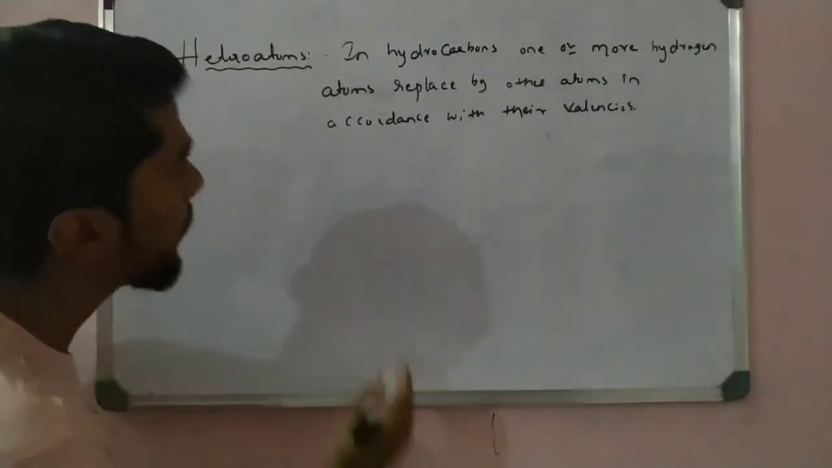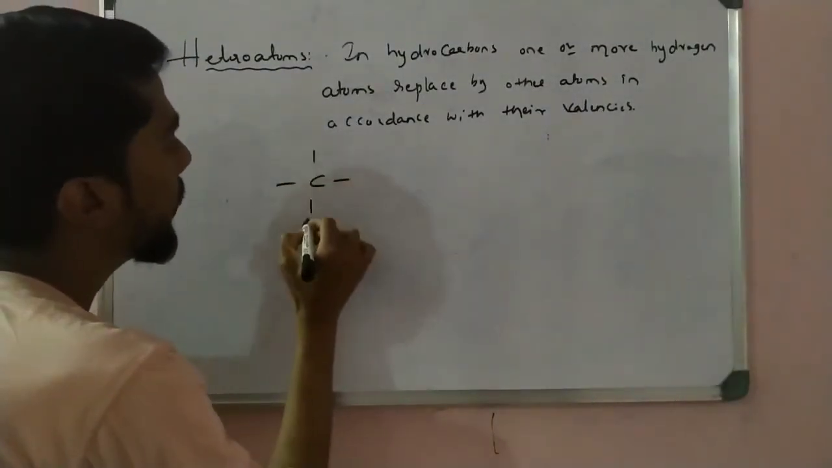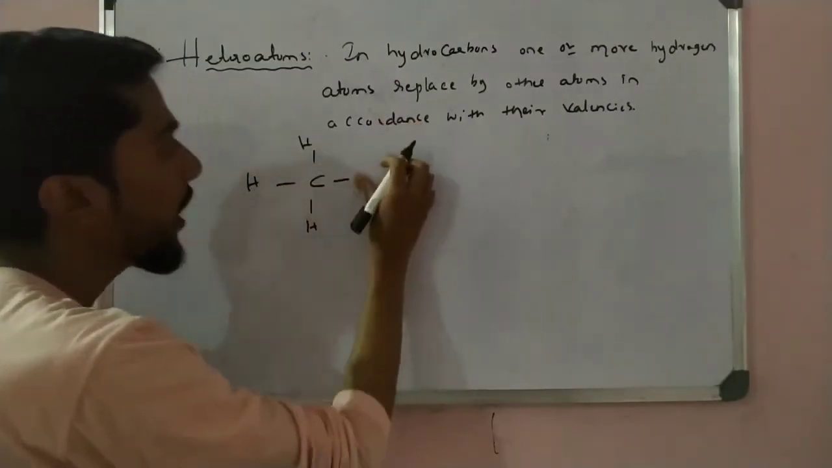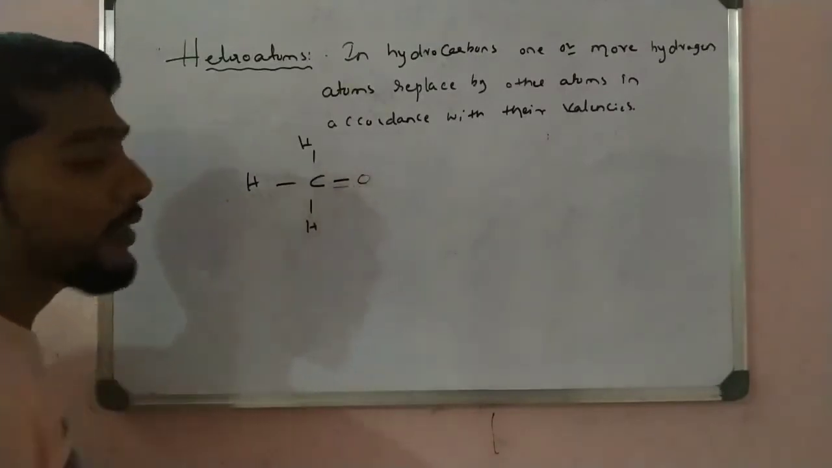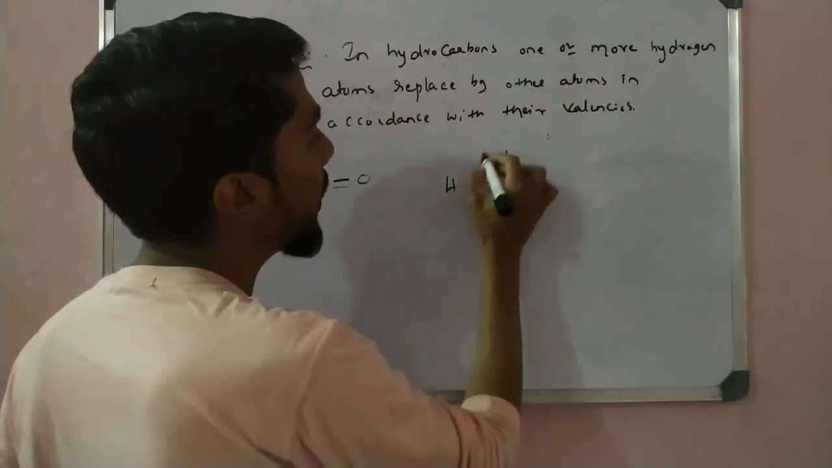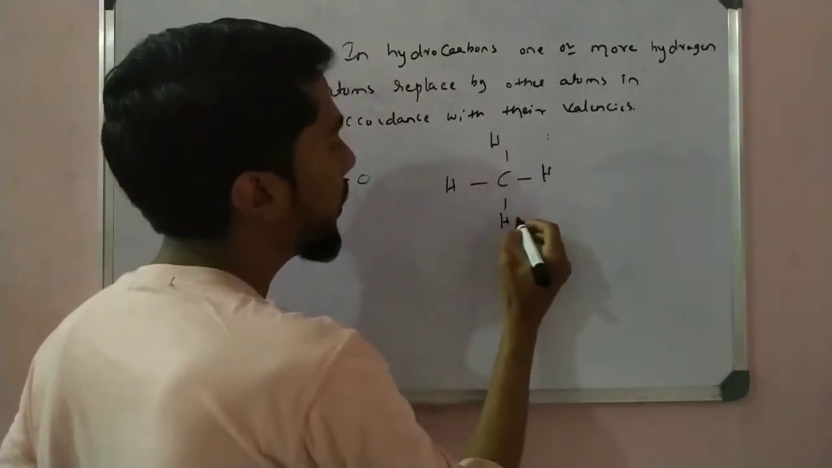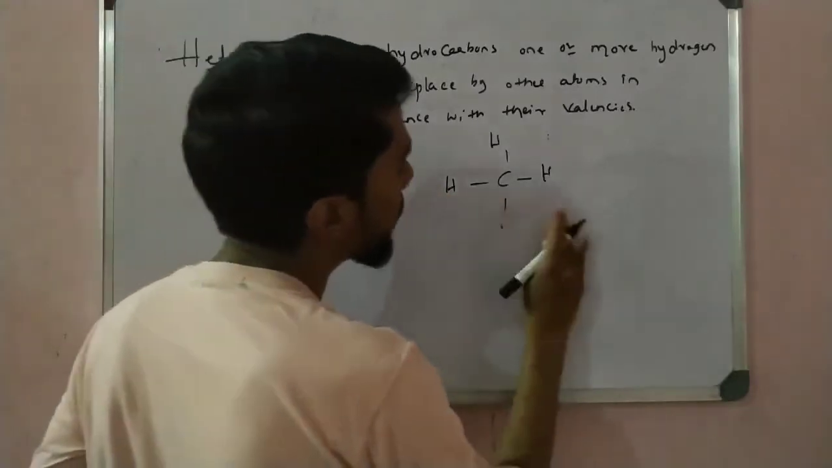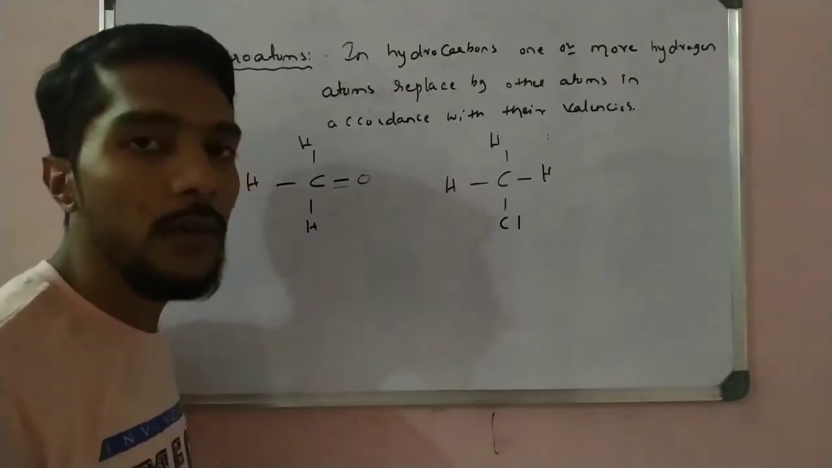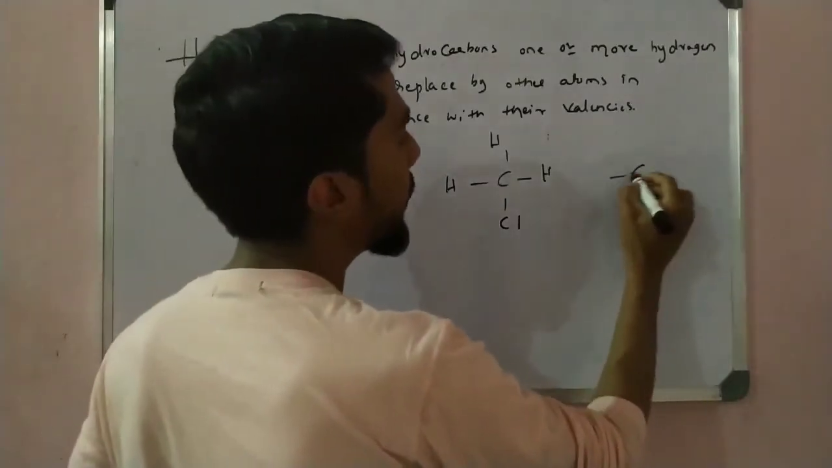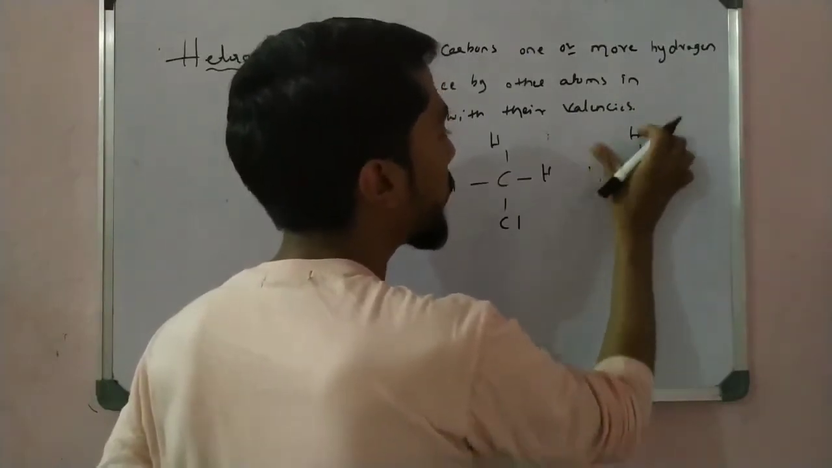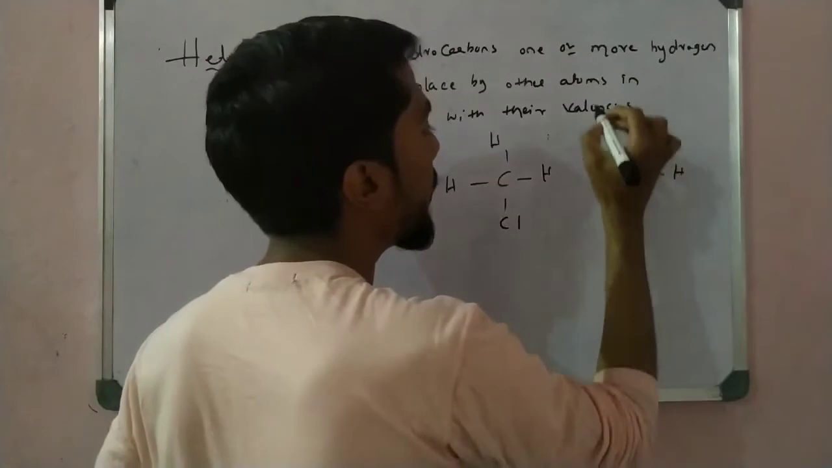For example, see here. Here one H is there, so I remove this H and in place of H I can put oxygen. That's all possible. Or I can take one carbon chain again, with hydrogen here, hydrogen here, hydrogen here, hydrogen here. I can remove only one hydrogen. For example, I remove this hydrogen and in place of that I can put Cl. So Cl is what? A halogen. It is nothing but a heteroatom. Now I can take another example here, CCl. In this, I can remove any one hydrogen, this hydrogen, and in place of this I can put Br.